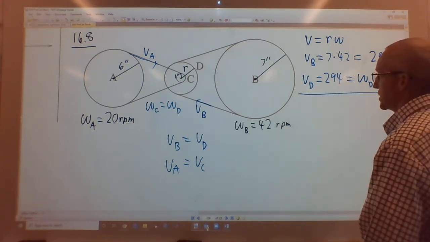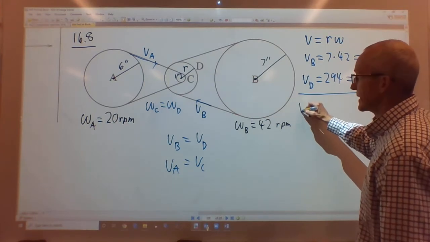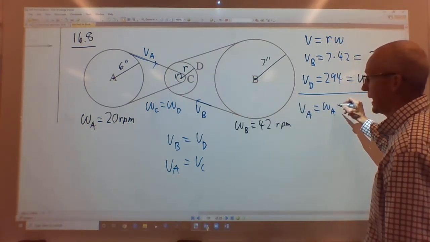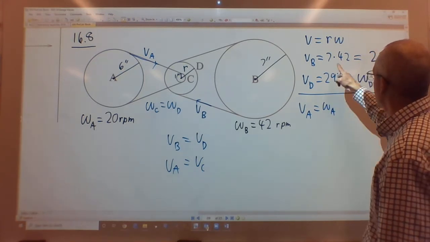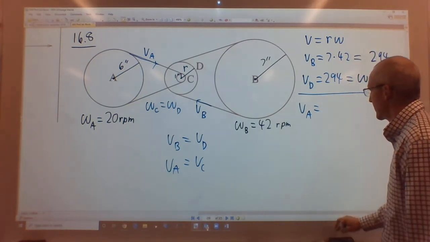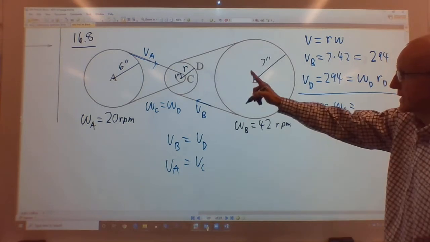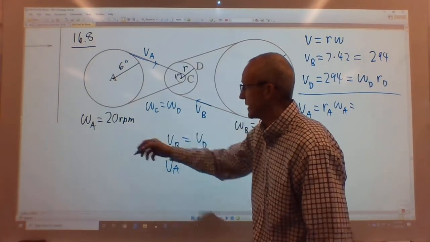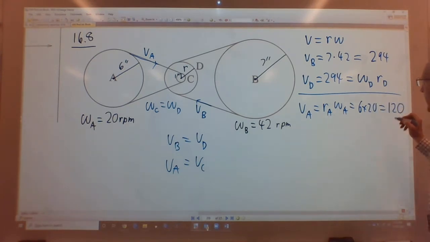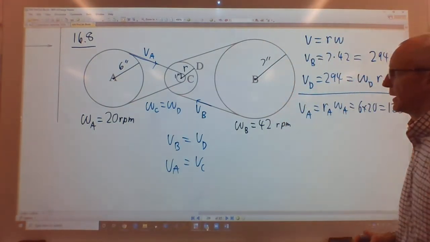Okay, so now let's change gears. Let's use this one here. So velocity of A is equal to omega A times, which one? I was putting the R first. It doesn't matter which one. R omega. I'll just keep putting R first. So RA omega A, which is 6 times 20. So 6 times 20 is equal to 120.